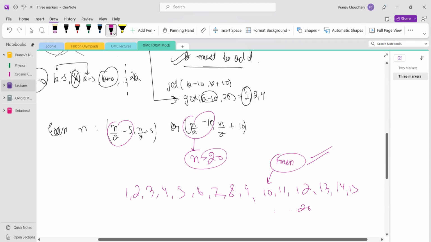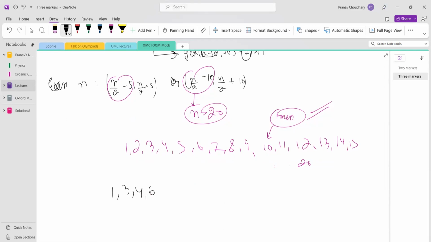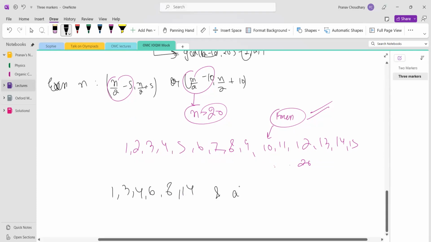Okay, I'll not show the calculations right now, but I have written down in my notes which numbers do not work. It is 1, 3, 4, 6, 8, 14. And all 0 mod 5 numbers.